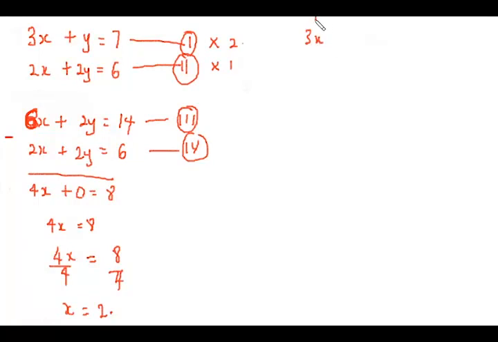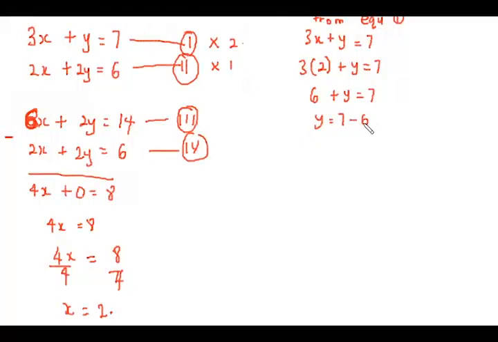I'm using equation 1. From equation 1, 3x plus y equals 7. My x value is 2, so 3 times 2 plus y equals 7. 3 times 2 is 6, plus y equals 7. Subtracting 6 from both sides, y equals 7 minus 6. So y equals 1. So I have an x value equal to 2 and a y value equal to 1.